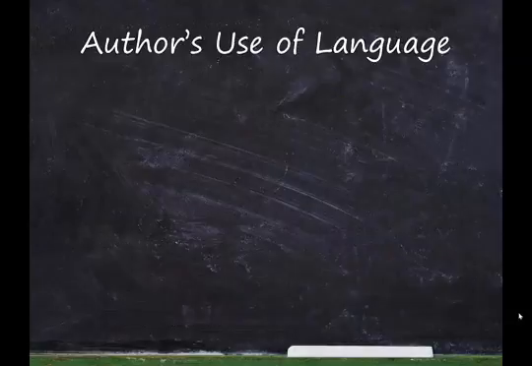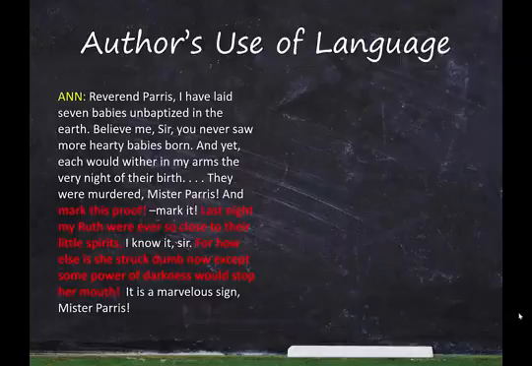Now let's look at the author's use of language. Anne says, "Reverend Parris, I have laid 7 babies unbaptized in the earth. Believe me, sir, you never saw more hardy babies born. And yet each would wither in my arms the very night of their birth. They were murdered, Mr. Parris, and mark this proof, mark it. Last night my Ruth were ever so close to their little spirits. I know it, sir. For how else is she struck dumb now except some power of darkness would stop her mouth? It is a marvelous sign, Mr. Parris." Now, before, we've only talked about diction and syntax in this category, but today we'll add logical fallacies.